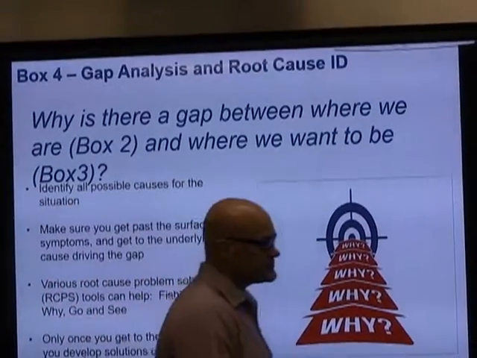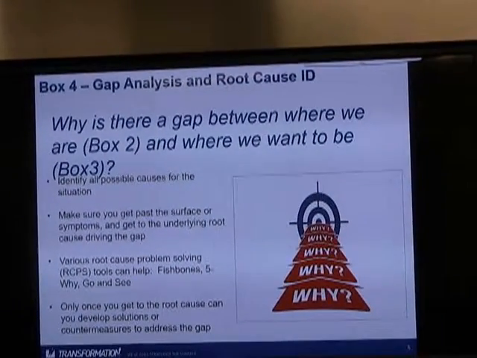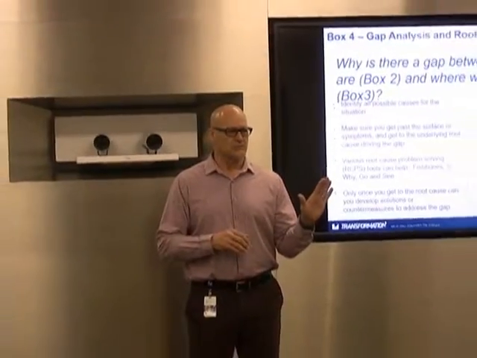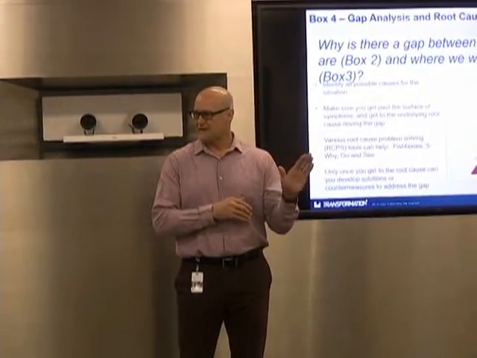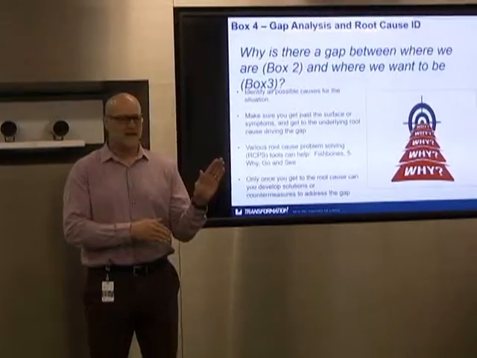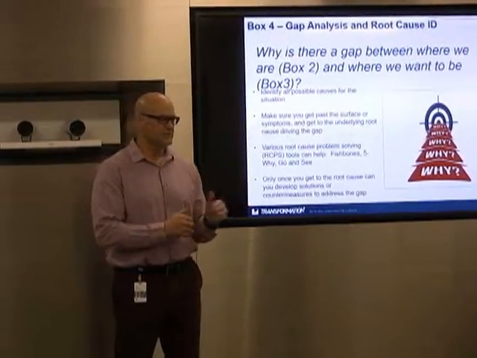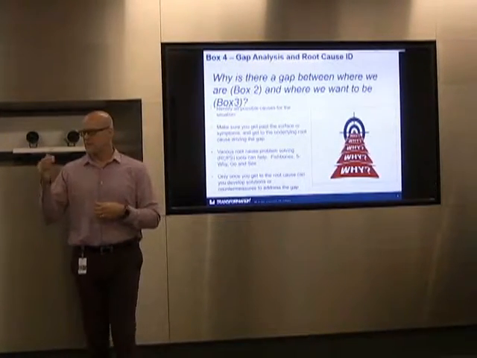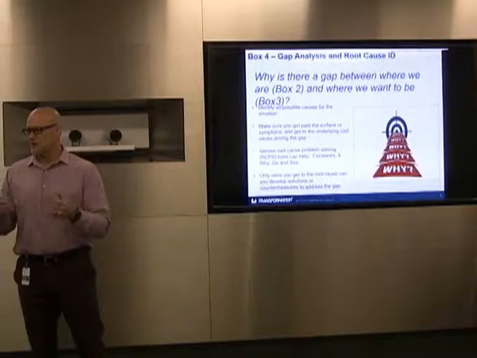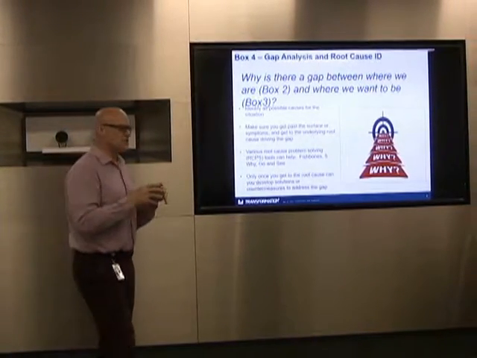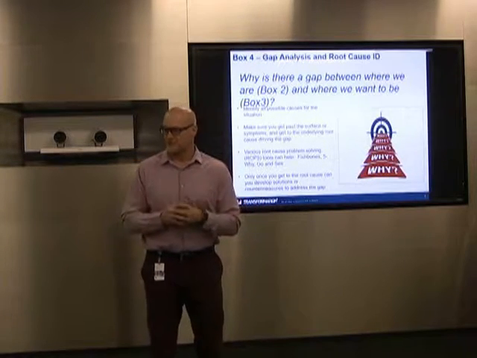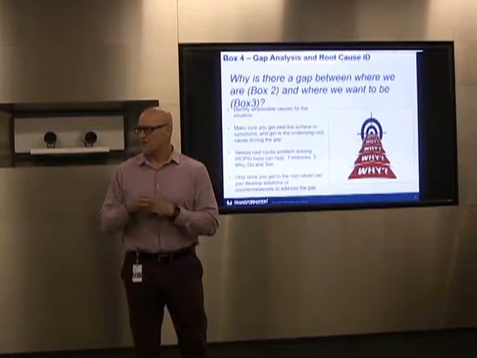Box 4 says gap analysis, root cause ID. So this is where we want to understand where we are in box 2 and the gap between box 2 and the goal that we have in box 3. Simple, right? It's just the gap. What's causing the gap? And you need to be able to understand that deeply. I don't care whether you use a 5Y, a fishbone. You could use whatever technique you need to understand the situation. Why is there a gap? What's causing the gap?